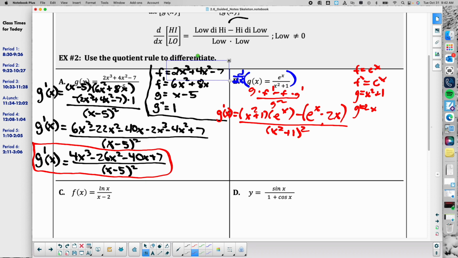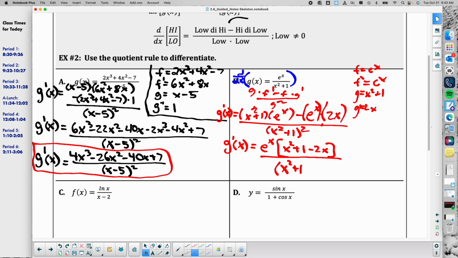Okay. This particular problem, I can almost guarantee the way that it would be done is the e to the x would be factored out of both terms. Because both halves have e to the x being multiplied, a lot of people would write it like that. What would be left is x squared plus 1, in parentheses if you want, minus 2x over x squared plus 1 squared.